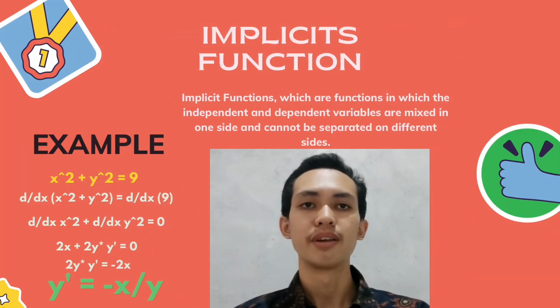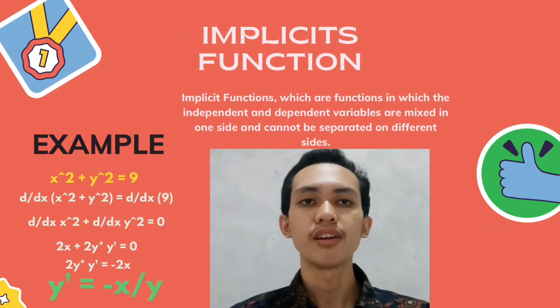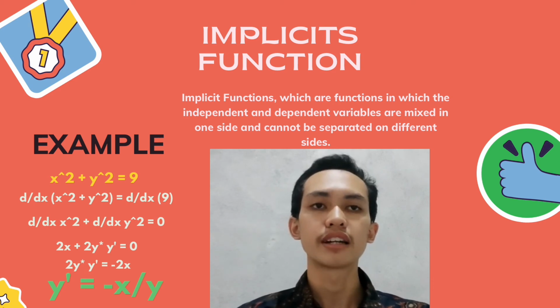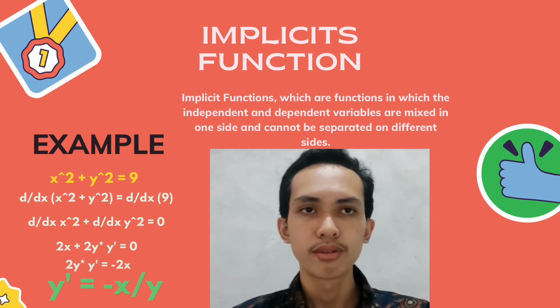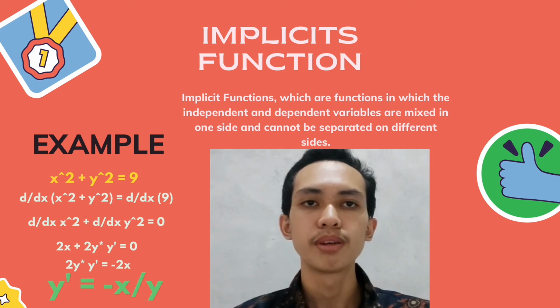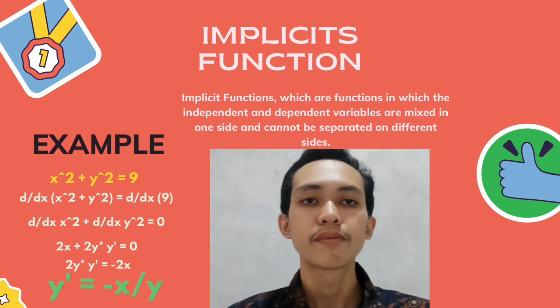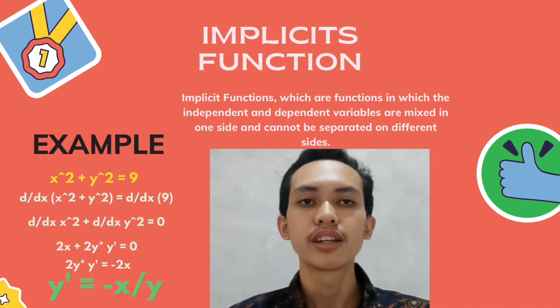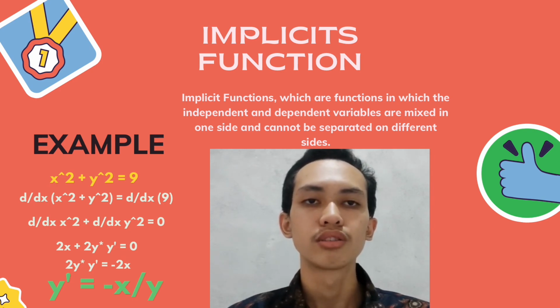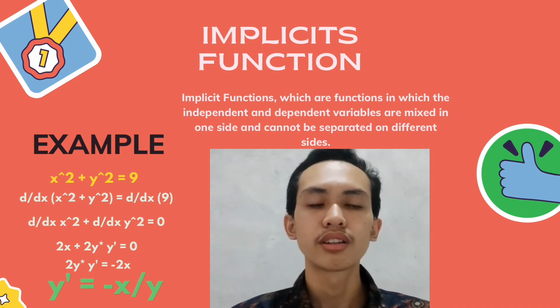Implicit function. It is a function where the free and unfree variables are mixed together and cannot be separated. There are two ways to solve for the derivative of an implicit function. First, modify the implicit function into an explicit function, and then solve for its derivative. Second, differentiate the implicit function expression directly and simplify to get the desired result.